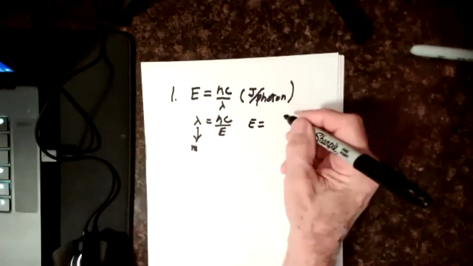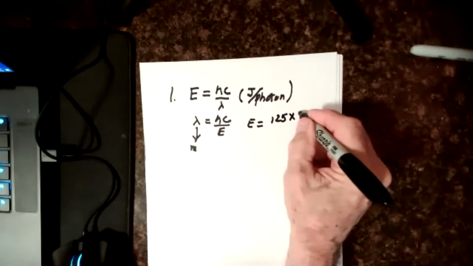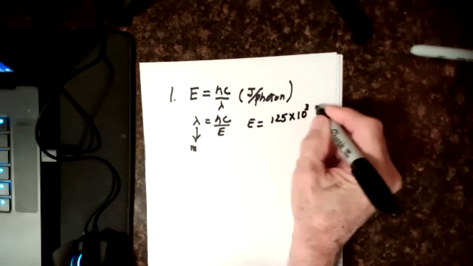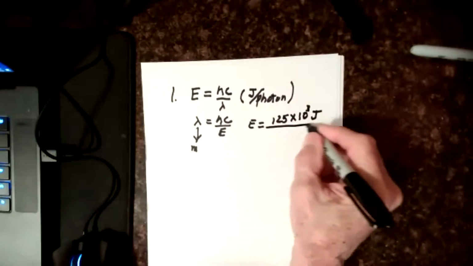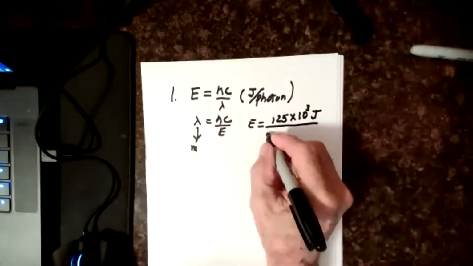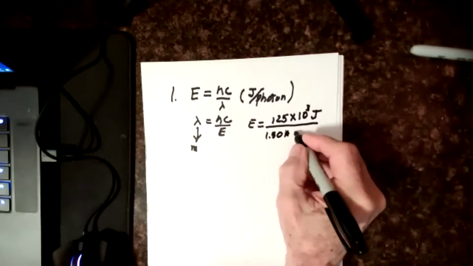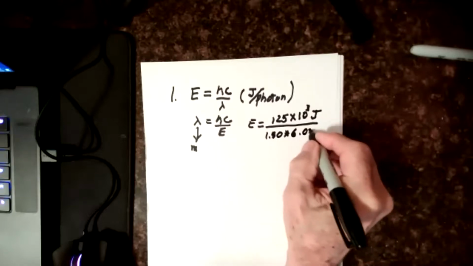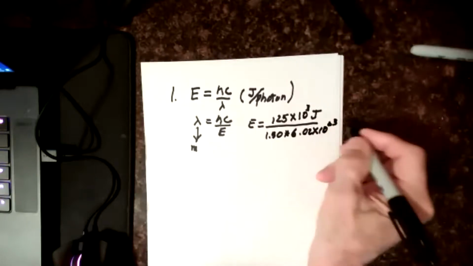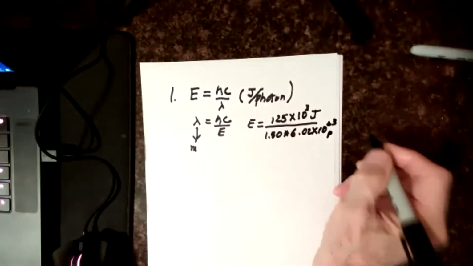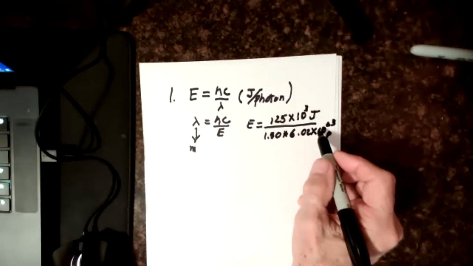The problem said we had 125 kilojoules. Kilo is 10 to the third joules. That's how much energy I've got. How many photons do I have? Well, I've got 1.5 moles. And each mole has Avogadro's number, 6.02 times 10 to the 23rd photons. Okay, so there is my energy in joules per photon.